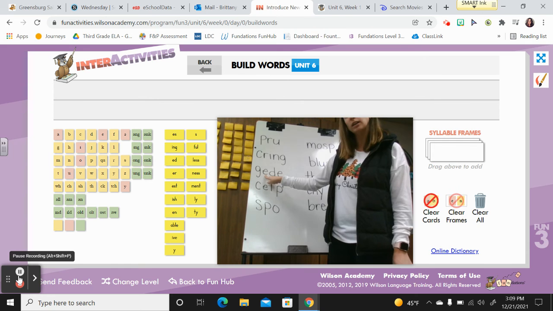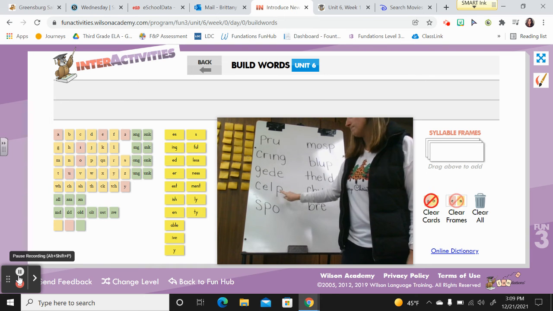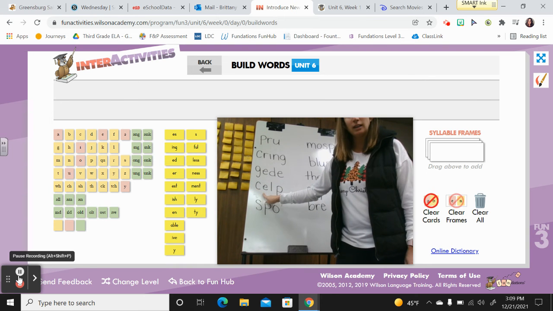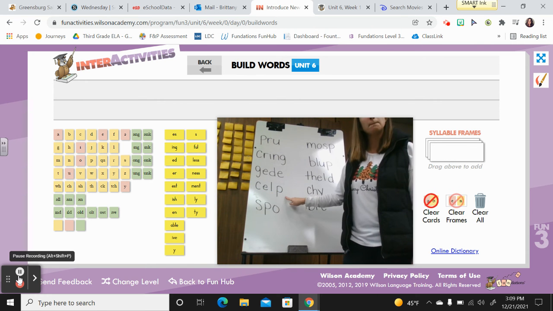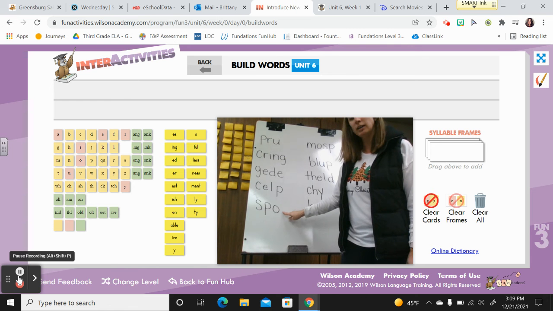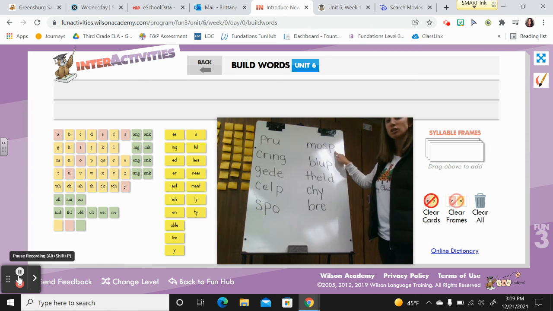Okay, that's what you're thinking of when you're looking at these words. All of those rules. Try this word. Is it followed by an E, I, or Y? So I hope you're not thinking K. Think of the soft C here. Ready? Selp. Good. Try this one. Open. Spo. Okay, good. This one is closed. Mosp. Good. This one is closed. Blup. Good. This one is closed.